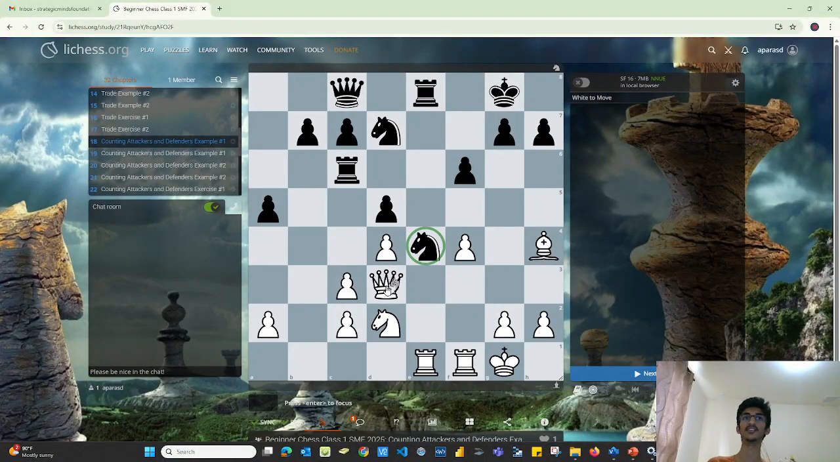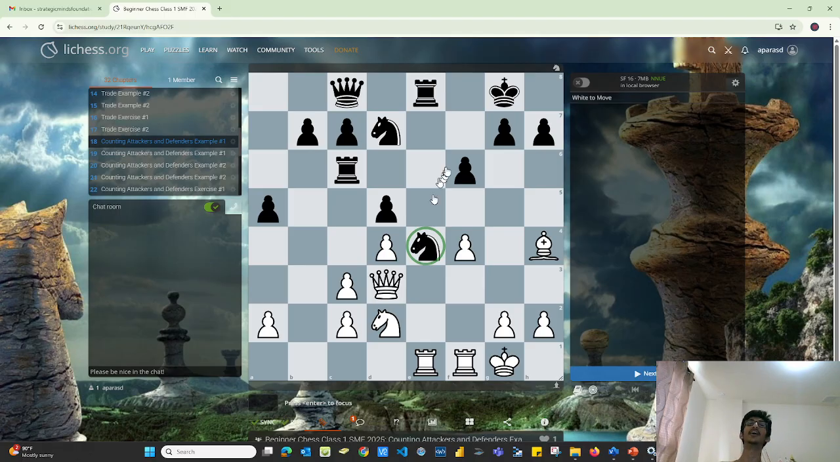So this is an example, right? And it's white to move. For this one, I want you to count the attackers and defenders of this knight over here. You can use rooks and two pawns. No, what I'm saying is, in this current position, how many pieces are defending this knight and how many pieces are attacking the knight?